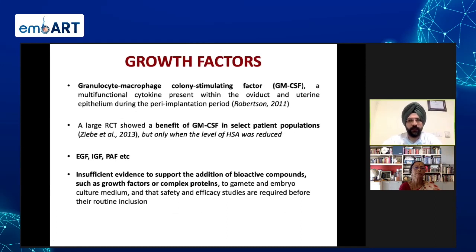Nowadays, there are a lot of media available which contain GM-CSF, a multifunctional cytokine present in the oviduct and uterine epithelium. A large RCT showed a benefit of GM-CSF in a very selected group of population, but only when the HSA was reduced. So there is insufficient evidence to support the addition of bioactive substances such as growth factors and complex proteins. And these media are actually very expensive. So you have to weigh your risks and benefits and then choose your media.